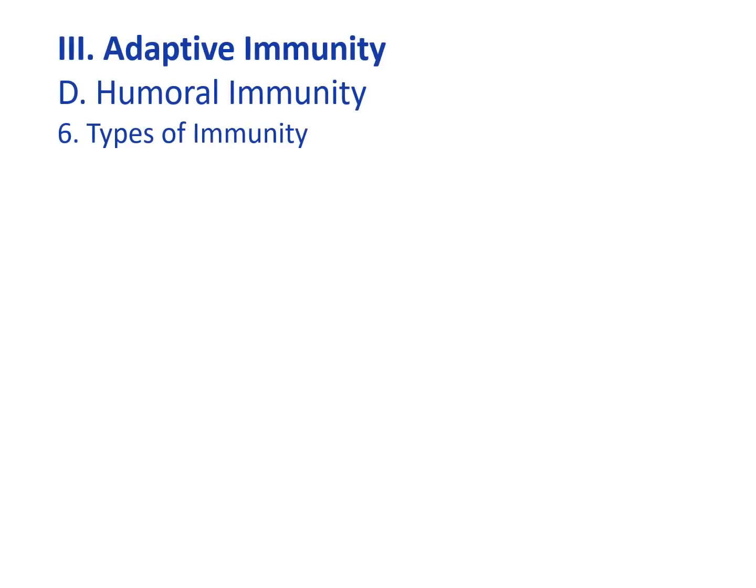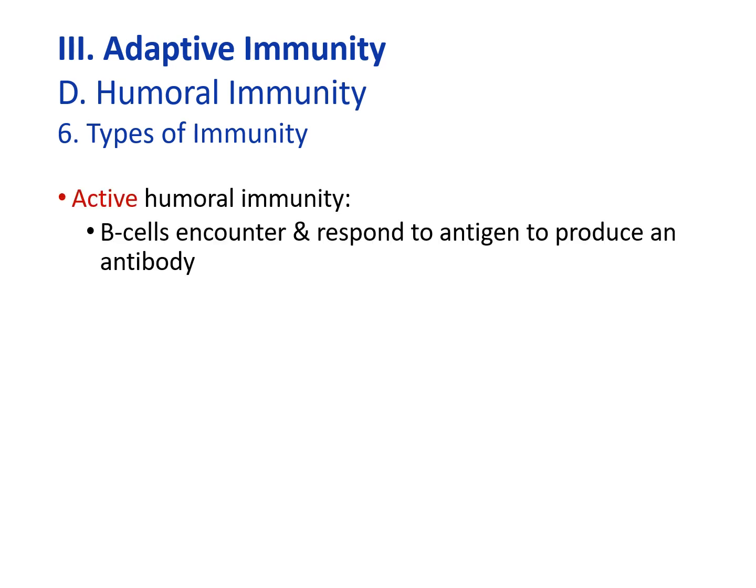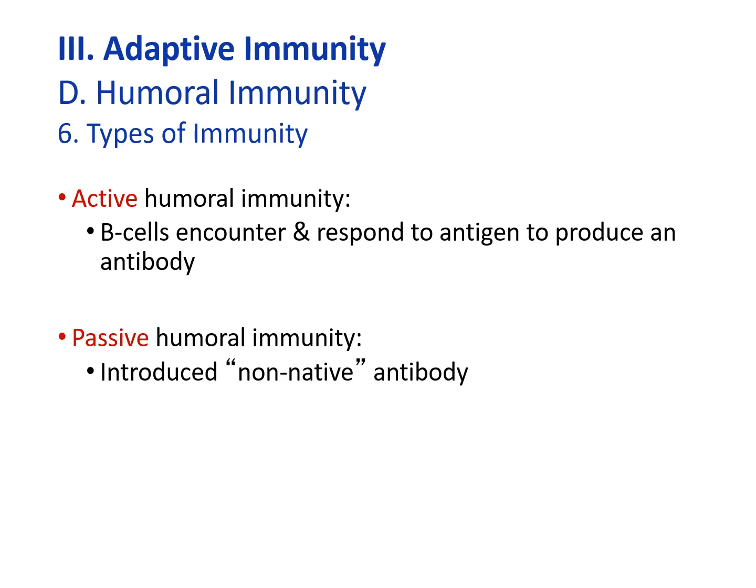Under humoral immunity, we have the types of immunity. So these are the active and the passive humoral immunity. In active humoral immunity, antibodies develop after exposure to antigen. So here, the B cells encounter and respond to the antigen to produce antibodies. And then in passive humoral immunity, you have the introduction of non-native antibodies. So antibodies are given to the person from another source.